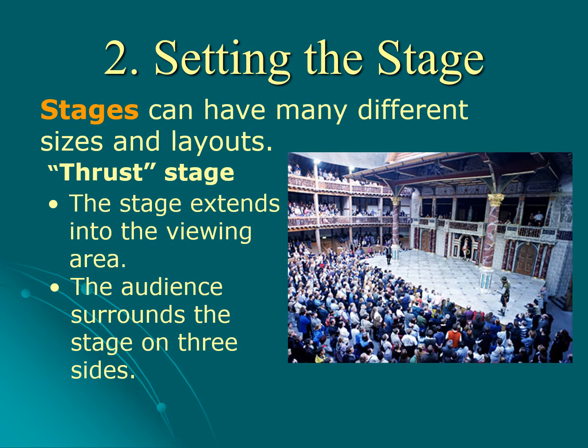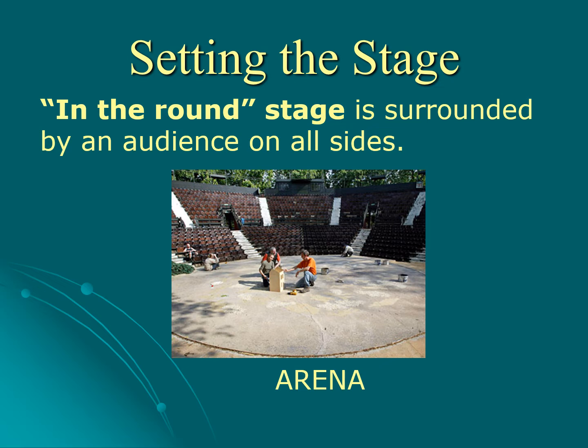Number 2, setting the stage. Stages can have many different sizes and layouts. This is an example of a thrust stage, wherein the stage extends into the viewing area. Here, the audience is seen surrounding the stage on 3 sides: left, right, and front. Another example of a stage is called the in the round stage, also called arena. It is surrounded by an audience on all sides. All performances done in this type of stage are at the center.